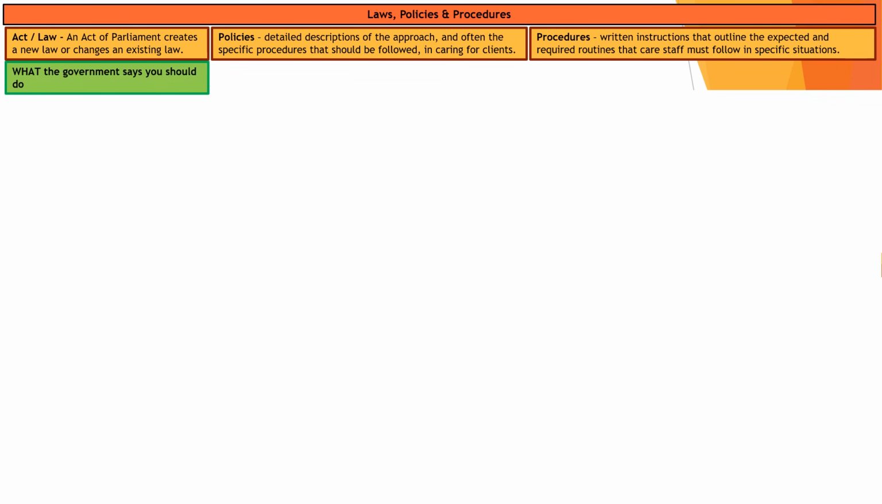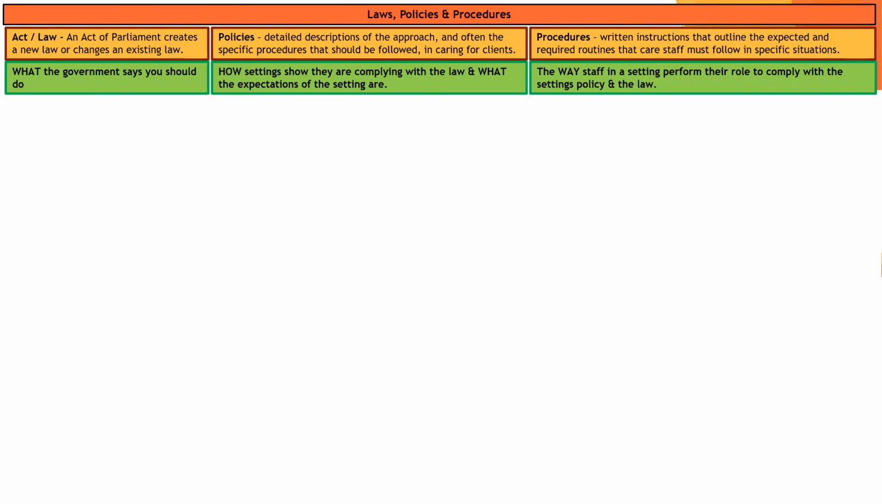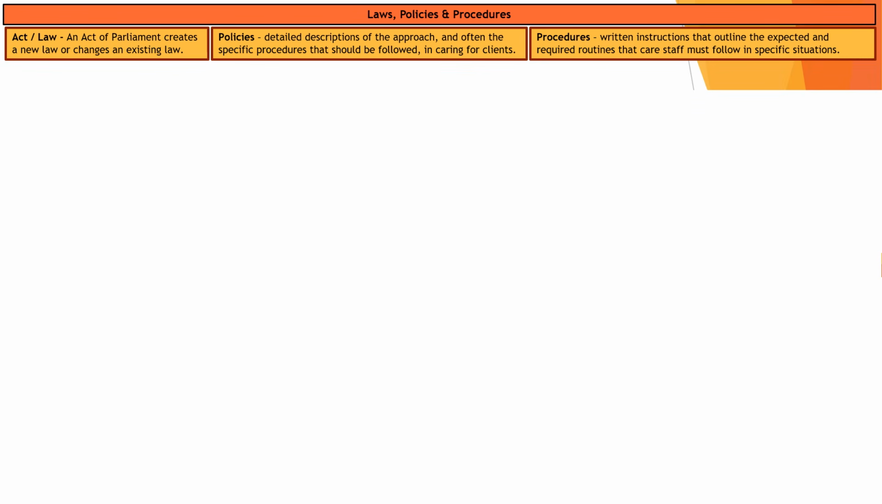So essentially the main difference is the law is what the government says you should do. The policy is how a setting says they are complying with the law and what they expect to be done at the setting. And then the procedure is the way in which staff perform their role and comply with the policy. So there are three different things: the expectation from the government, what the setting says it's going to do, and how the staff are expected to behave.